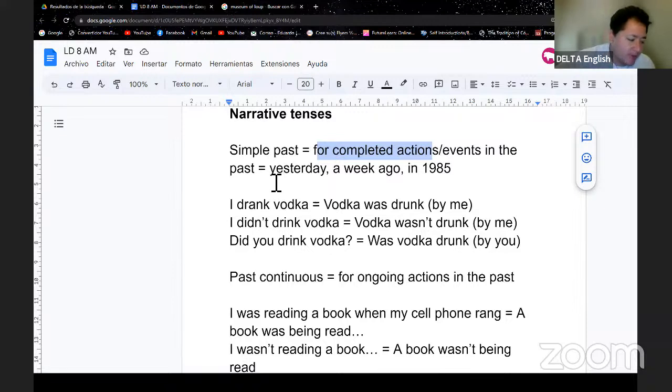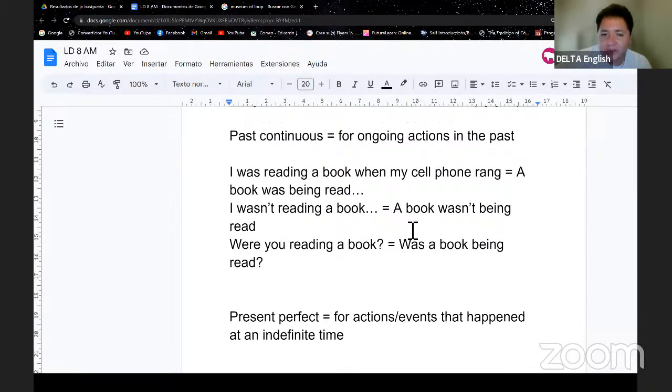Usually the sentences that accompany the simple past are yesterday, a week ago, in that year, etc. Past continuous also has another use: for ongoing actions in the past. Usually the past continuous sentence is interrupted, like in the sentence, I was reading a book when my cell phone rang. So my cell phone rang interrupted this sentence. So the past continuous sentence is always interrupted.